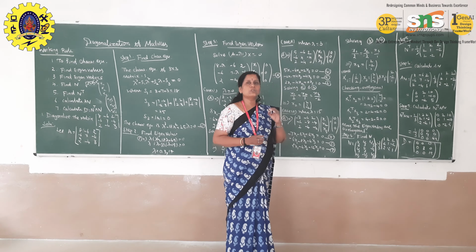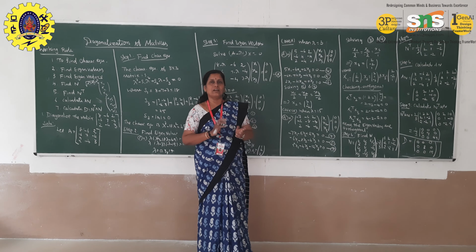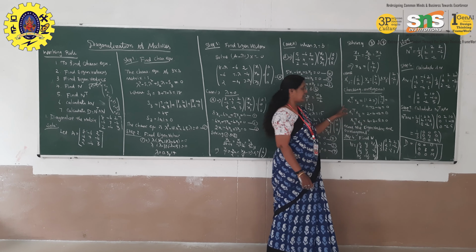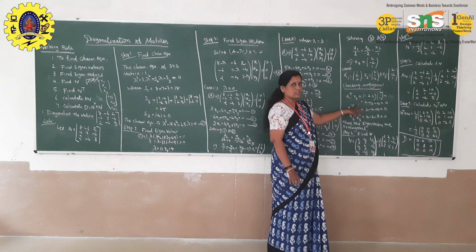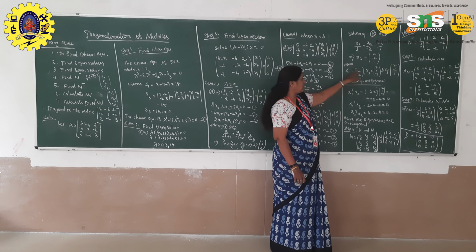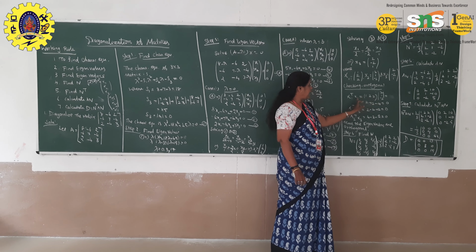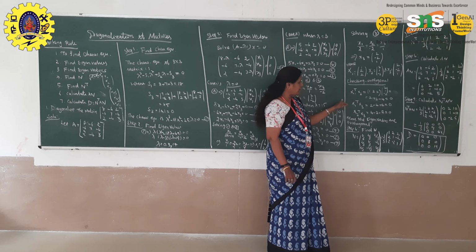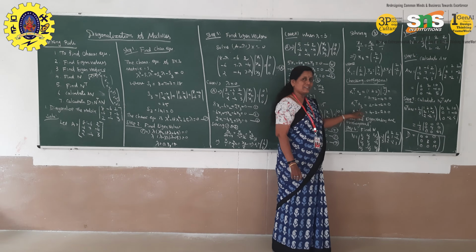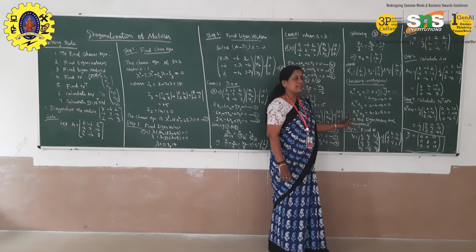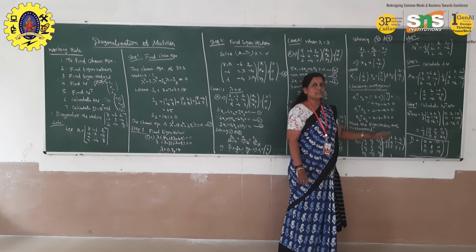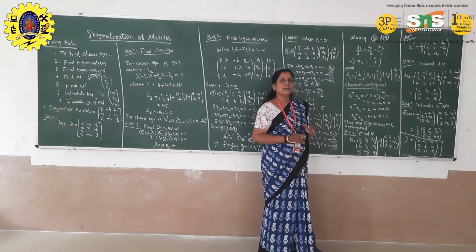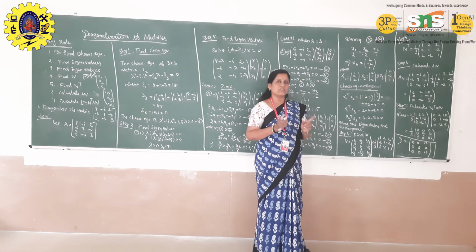For that, we should check whether the eigenvectors are orthogonal or not. For checking orthogonality, we consider x1 transpose into x2. Taking the transpose of x1, 1, 2, 2, and multiplying with x2, we get 0. Similarly, we find x1 transpose into x3 equal to 0, and x2 transpose into x3 equal to 0. So this condition is satisfied. The given vectors are pairwise orthogonal.